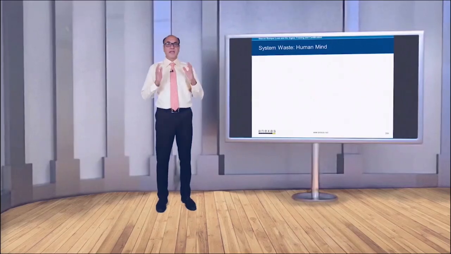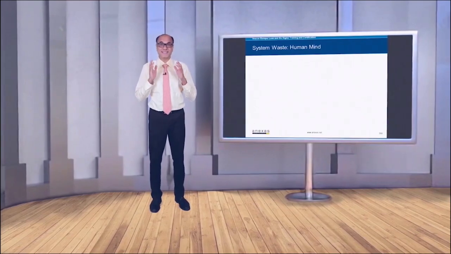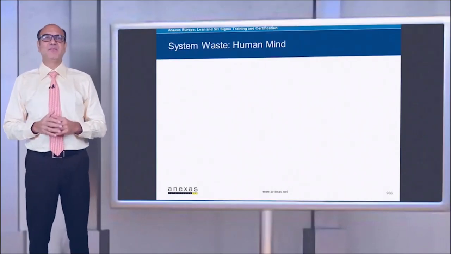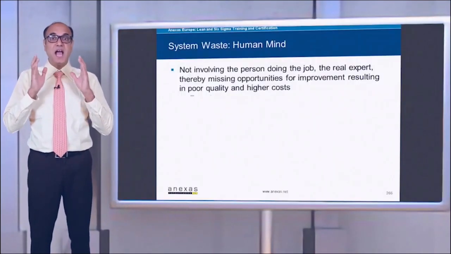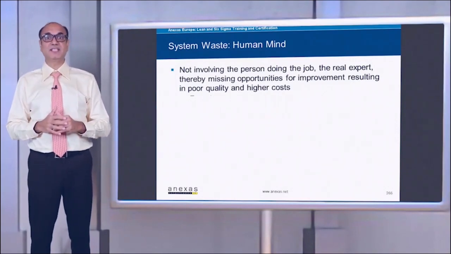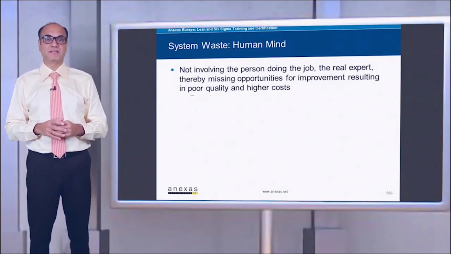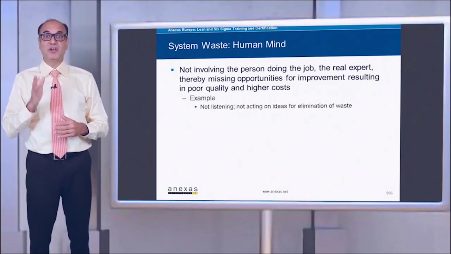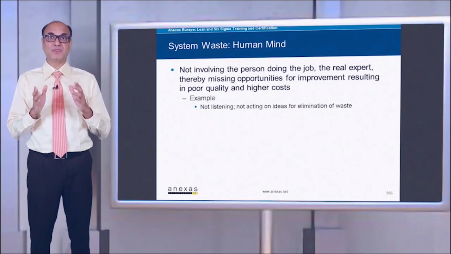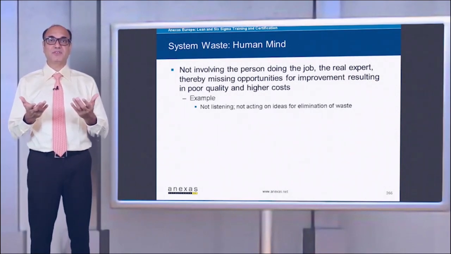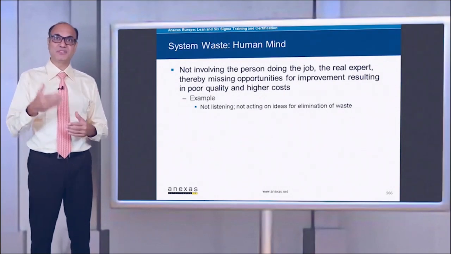And the last type of waste is waste of intellect, waste of human mind. It means you hire a PhD graduate and assign him some data entry job. So obviously it's a waste of his intelligence. Not involving the person doing the job, the real expert, thereby missing opportunities for improvement, resulting in poor quality and higher costs, is yet another example of waste of human mind. Some other examples are not listening, not acting on ideas for elimination of waste, or people are giving you suggestions but you are not listening to them. That again is a waste of human mind.